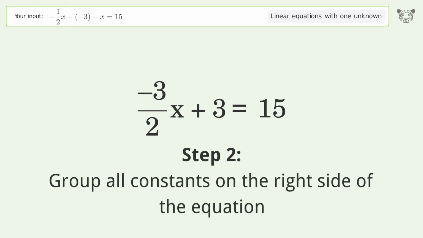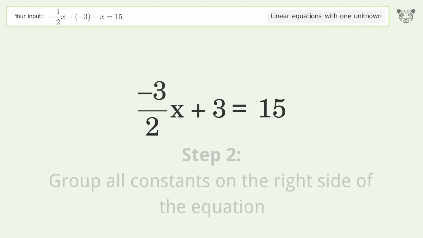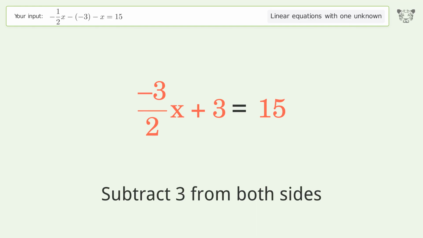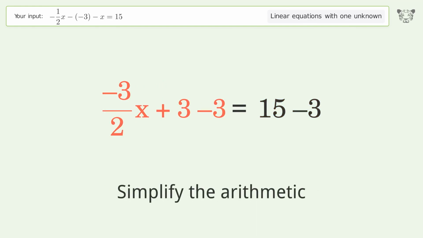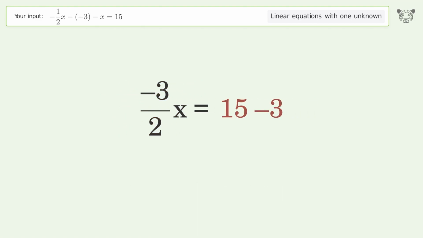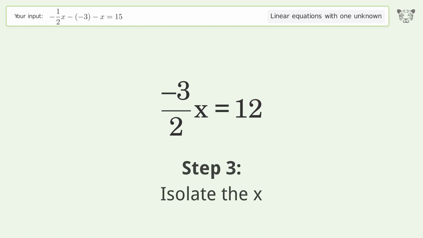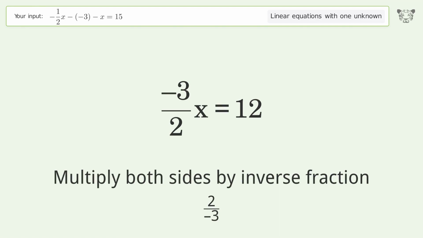Group all constants on the right side of the equation. Subtract 3 from both sides. Simplify the arithmetic. Isolate the x. Multiply both sides by inverse fraction 2 over -3.